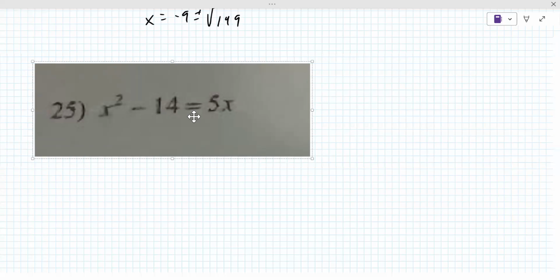Again, got to get everything on one side here. All right, this one can be done by factoring. Will you give that a try, please? And I'm going to just step away for 10 seconds to move the chair. Be right back.